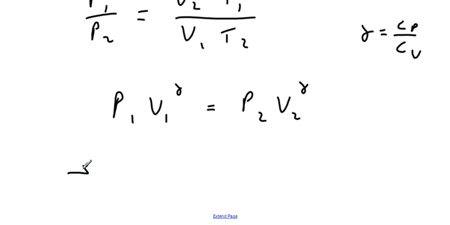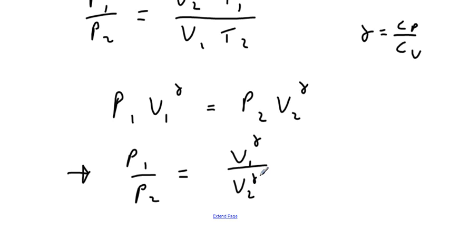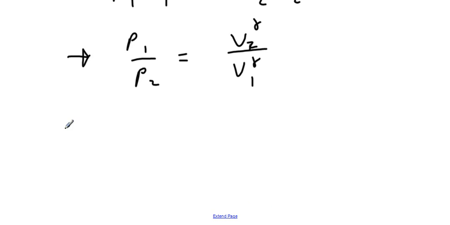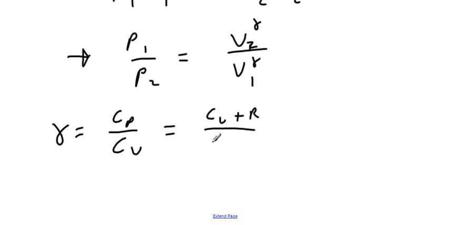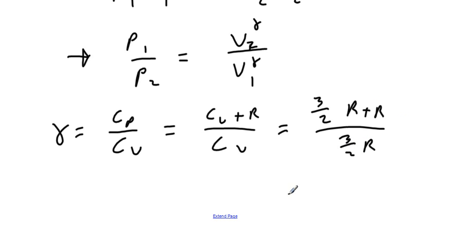So from that, we get that P1 over P2 is going to be V1 gamma divided by V2 gamma, and the 2 goes on top and the 1 goes on the bottom naturally. Cross multiply. Now, we know that gamma is Cp over Cv, which is going to be Cv plus R divided by Cv, which is 3 halves R plus R divided by 3 halves R, which is going to be 5 over 3.